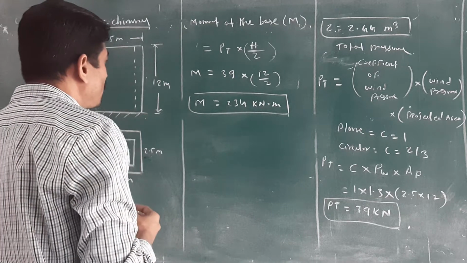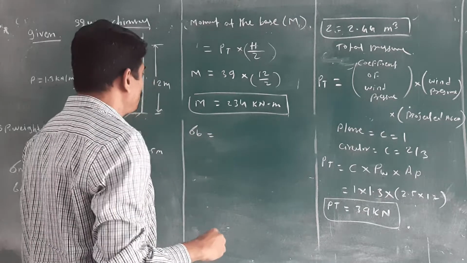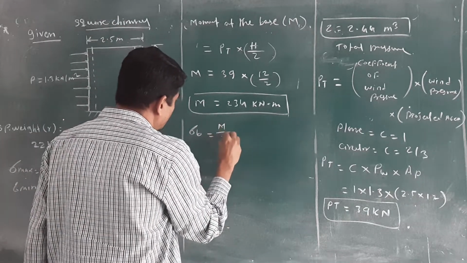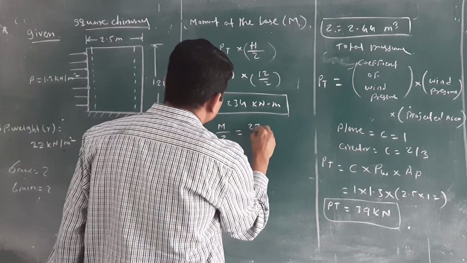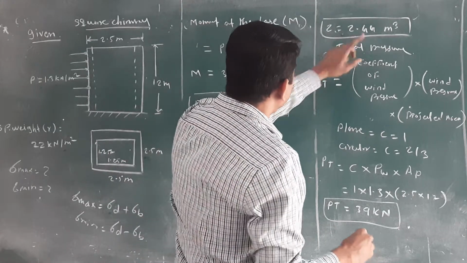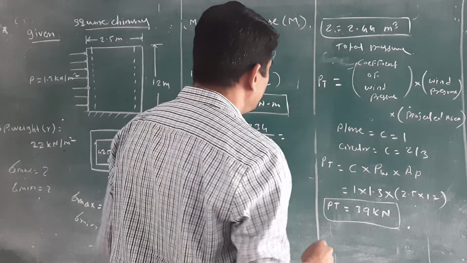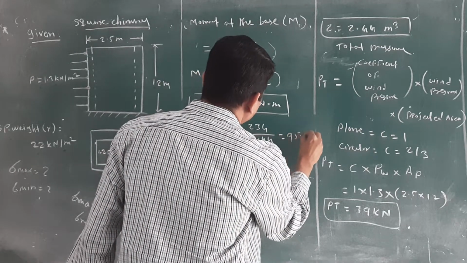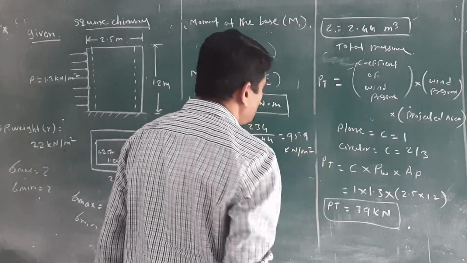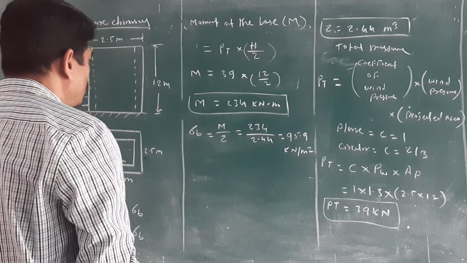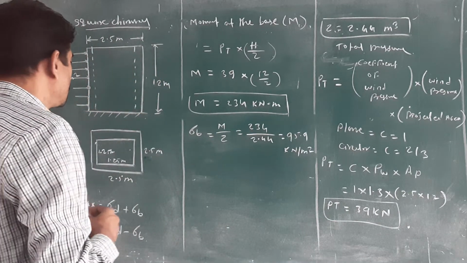Once you have calculated the M and Z value, then easily you can calculate the bending stress at the base. You know the formula, bending stress is equal to M by Z. What is the value of M? 234 divided by Z is equal to 2.44. If you calculate this, then you will get 95.9. You will get the unit kilonewton per meter square.